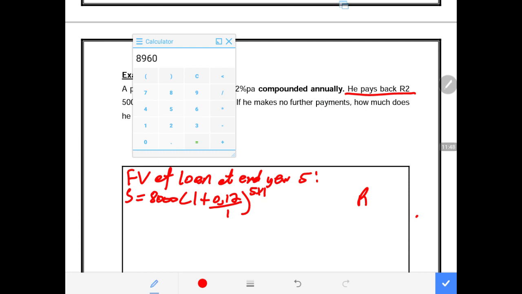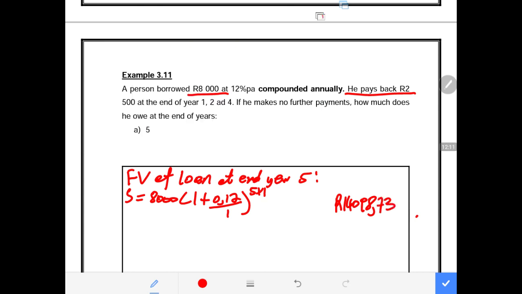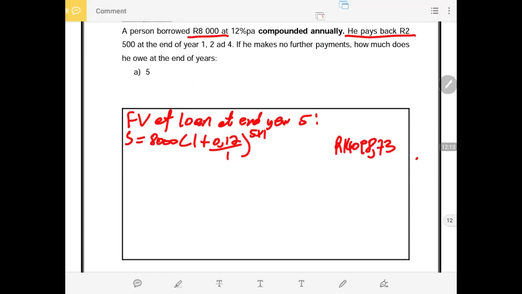Now the amount that will be in the account, assuming no payments, will be 14,098 rand 73 cents. Remember, we could have used the functions of the calculator to calculate this future value.